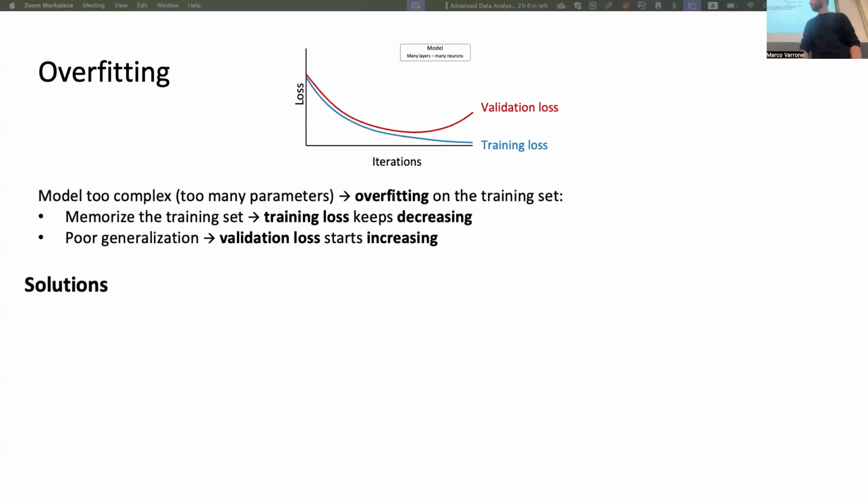There are possible solutions. Do you have some ideas on how to solve this problem? One is to make the model smaller, easy, but there are two possible alternatives. Come on, don't be shy. You can say random ideas, it's not going to be a problem.